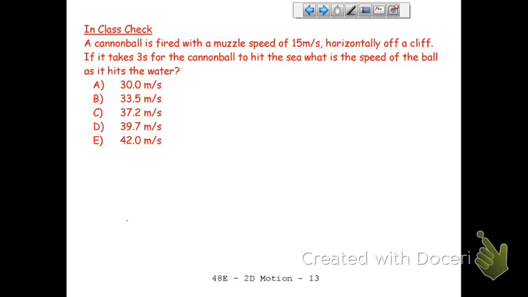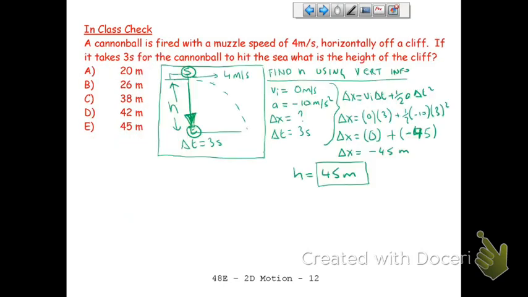Just a quick question on the last one. It said that it came out of the muzzle at 4 meters per second. Even though it's leaving the barrel, doesn't that count as an initial velocity or not? So vertical. Fired horizontal, so they're at 90 degrees to each other. It doesn't matter what my horizontal velocity is. All that counts is what's my vertical velocity. Good question.